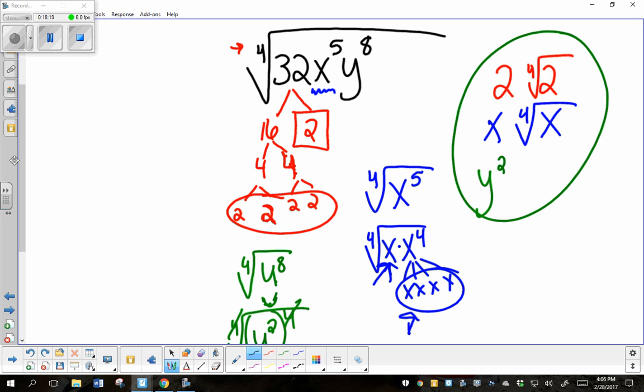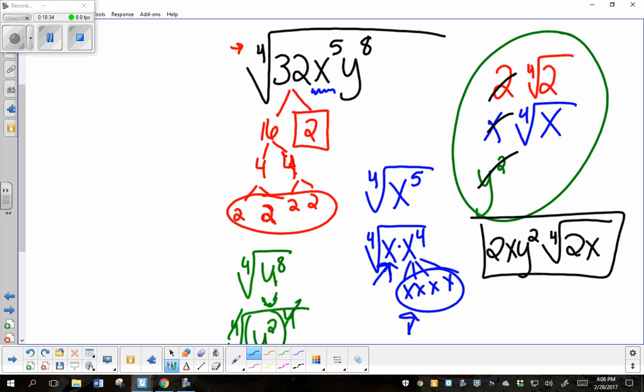So a y squared gets to come out, and now we're going to put all this together into one answer. So on the outside is 2xy squared. On the inside of my 4th root is 2x. And that's my solution.